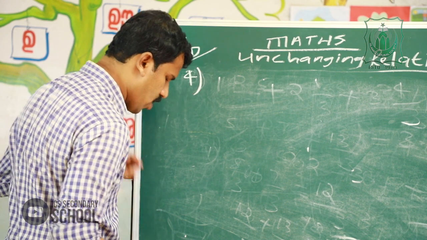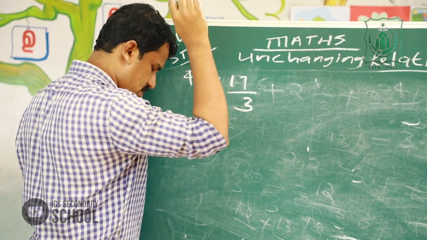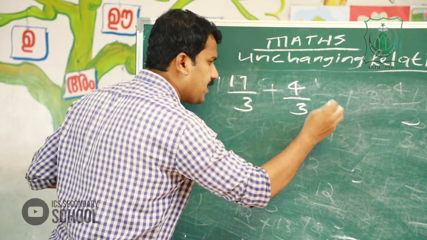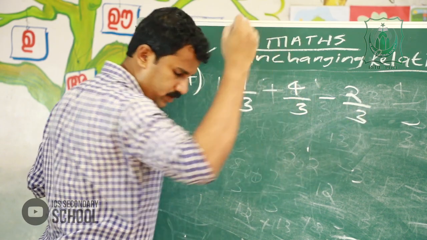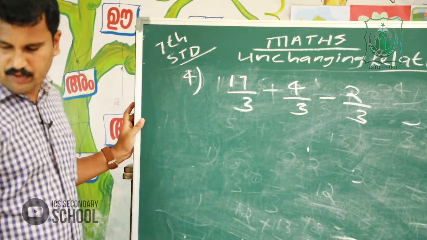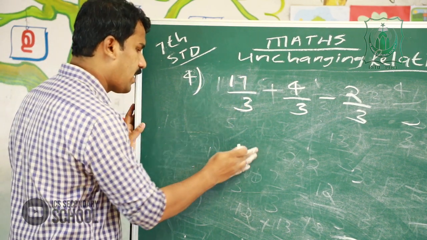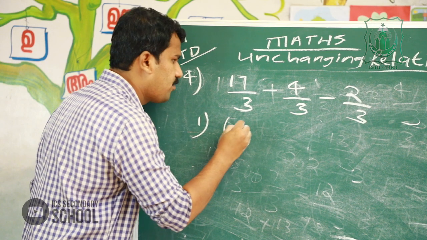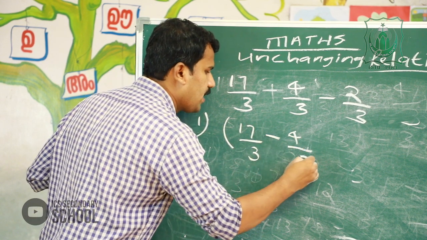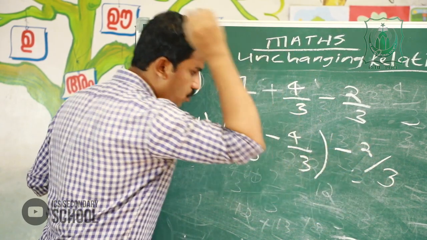Then next, solve 17 by 3 minus 4 by 3 minus 2 by 3. It's a subtraction problem. How can we do a subtraction problem? In the first method, we do 17 by 3 minus 4 by 3. Then we subtract 2 by 3.